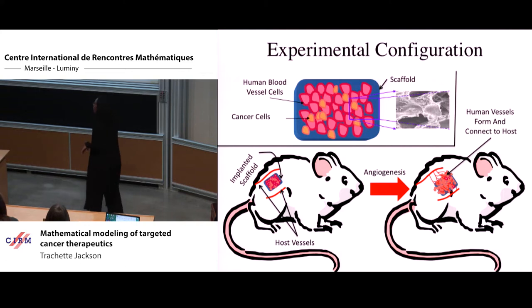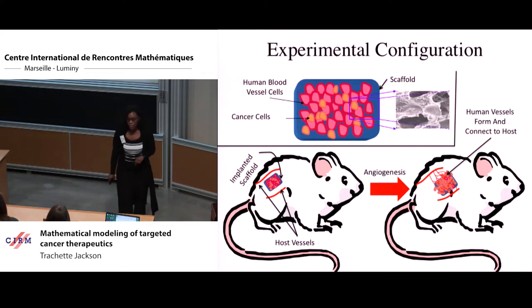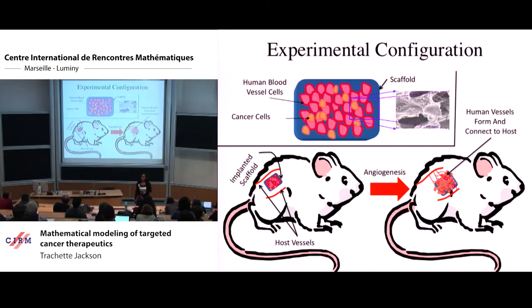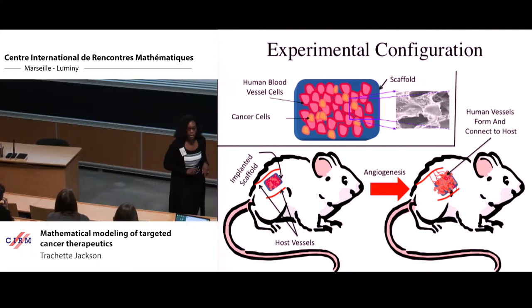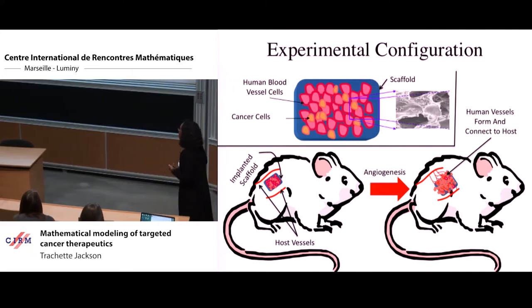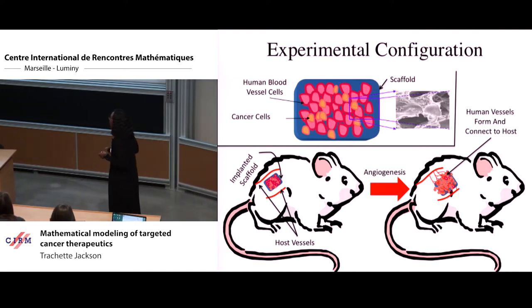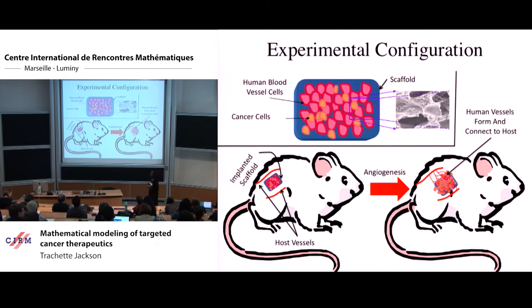So my experimental collaborators have set up a system where they can grow human tumors fed by human blood vessels inside a mouse model system. The way they do this is they implant human cancer cells along with human endothelial cells on a tiny little polymer scaffold, put that into the flank of a mouse, and allow the vasculature to generate and the tumor to progress.